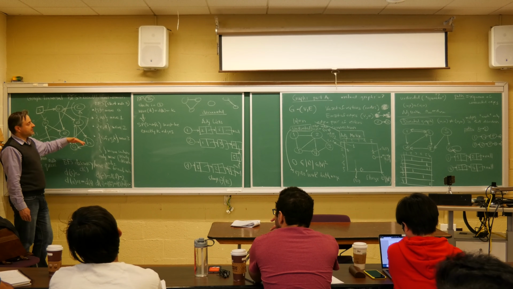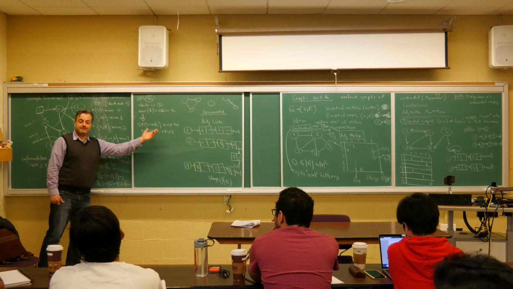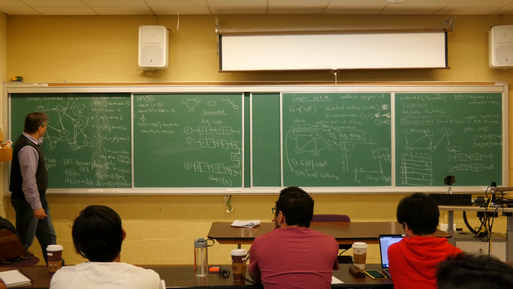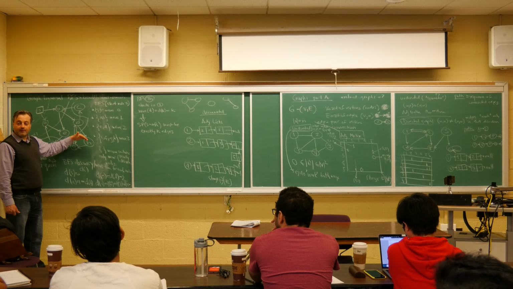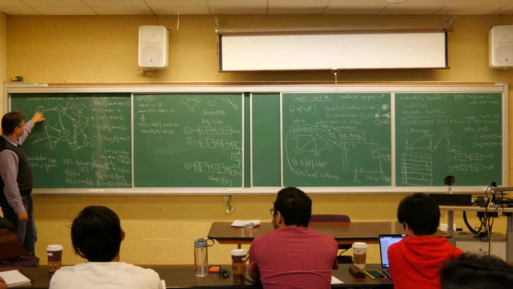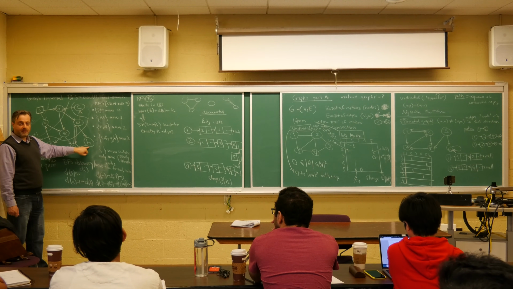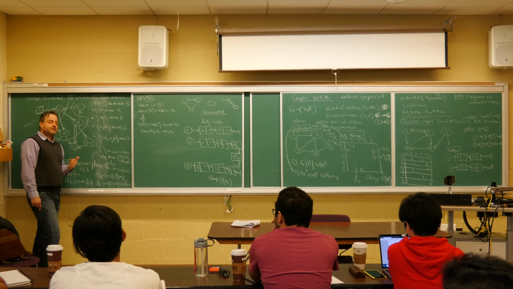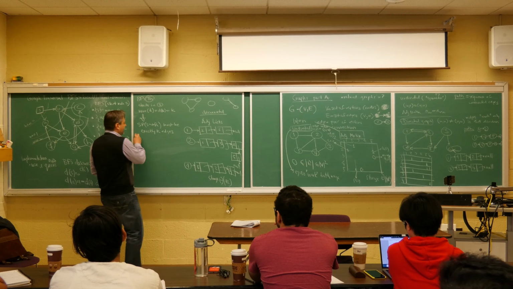Why is it not possible for the path to be bigger than K? Because I've already got the path of K, right? What's the path? S goes to B to D to H, right? So this is a guarantee.